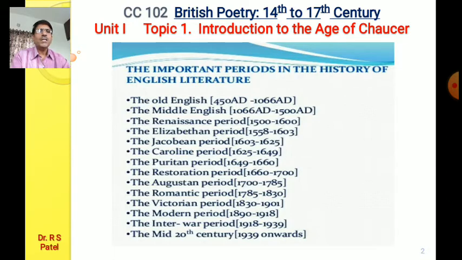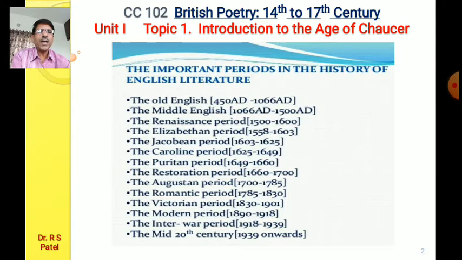Up to here we are supposed to see in this paper the ages that follow, British poetry from 14th to 17th century. So 17th century is up to here, from 1660 to 1700, means up to restoration period we are supposed to see. So Elizabethan age, Jacobean period, Caroline period, Puritan period and Restoration period. This is the hierarchy of the ages or the periods of history in English literature.